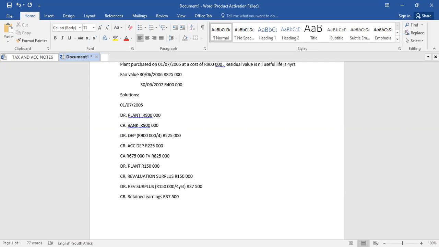Sorry to interrupt, Thembelana. May I ask how you got this, why is the revaluation surplus divided by 4? Okay, guys, remember that you must transfer the revaluation surplus using the remaining useful life, as the asset is used. We understand. We transfer like this, dividing by the remaining useful life, when it says as the asset is used.